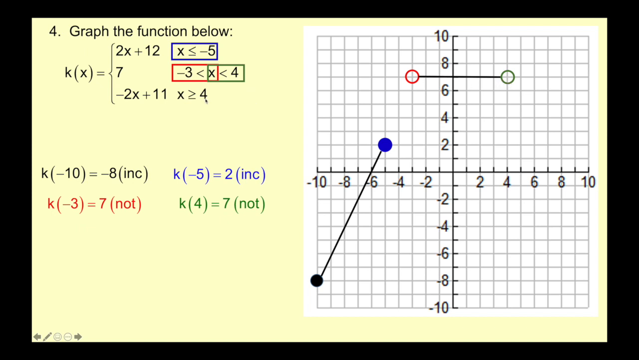Then finally at 4, if I plug 4 in here, that's going to end up giving me 3. Negative 2 times 4 is negative 8. Negative 8 plus 11 is 3. It's included because it's got that equal sign in it. So I'm going to go ahead and fill that circle in.